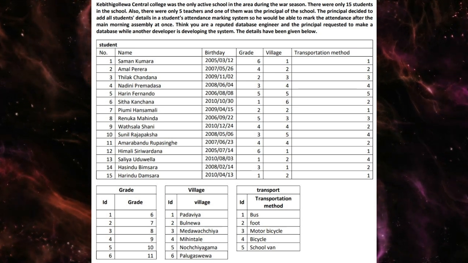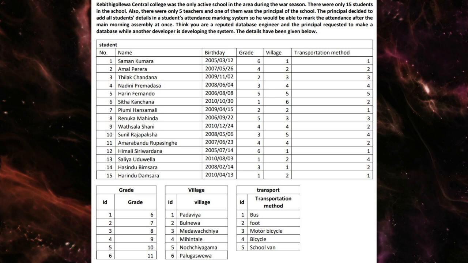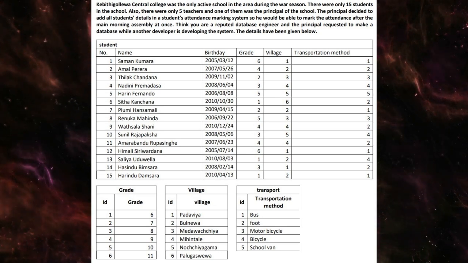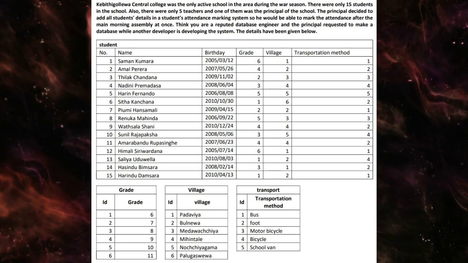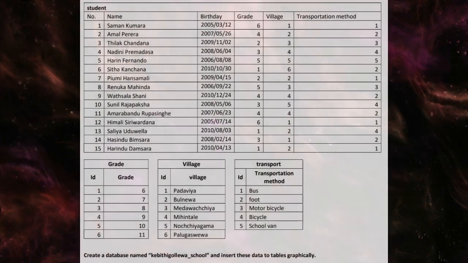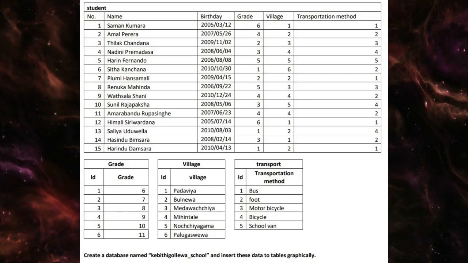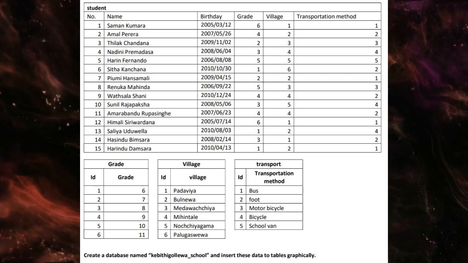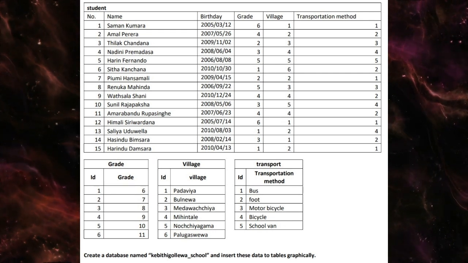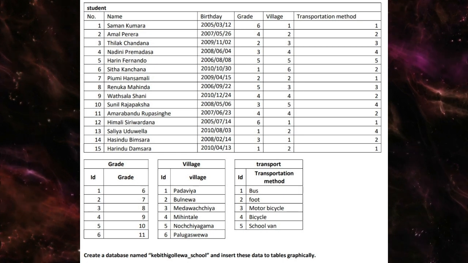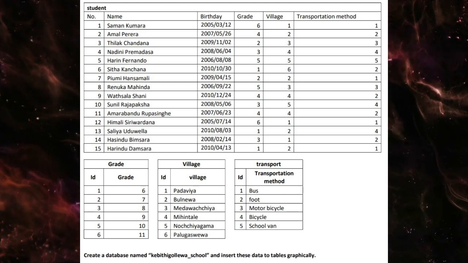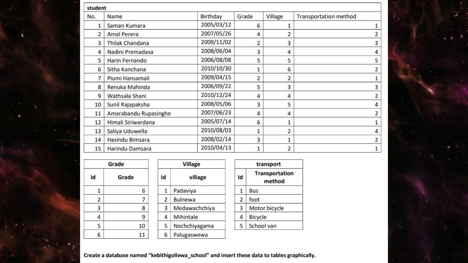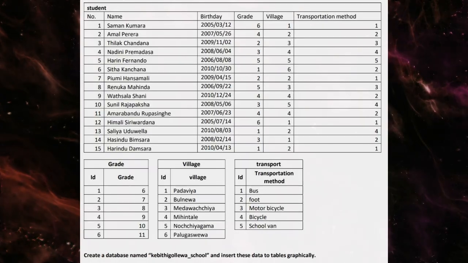Think you are a reputed database engineer and the principal requested to make a database while another developer is developing the system. The details have been given below. First it says, create a database named Graphically School and insert these data tables graphically. First we would start by creating a database named Graphically School and inserting the provided data into tables graphically. This is like setting up a digital filing system to store all student information neatly.